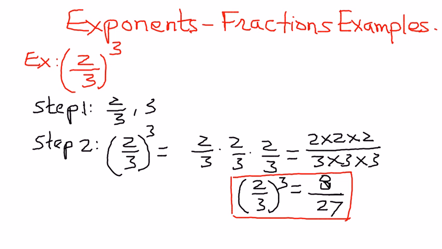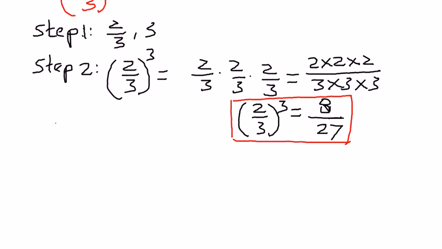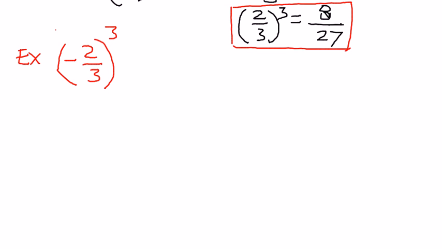Let's look at another example. Let's say the base term now has a negative sign, and that is raised to the power of 3. We will follow the same steps we followed in the previous example. Step number 1. We want to recognize the base term, then the exponential term. The base term here is negative 2 over 3. Since the negative sign is inside the parenthesis, the negative sign becomes part of the base term, and the exponential term is 3.